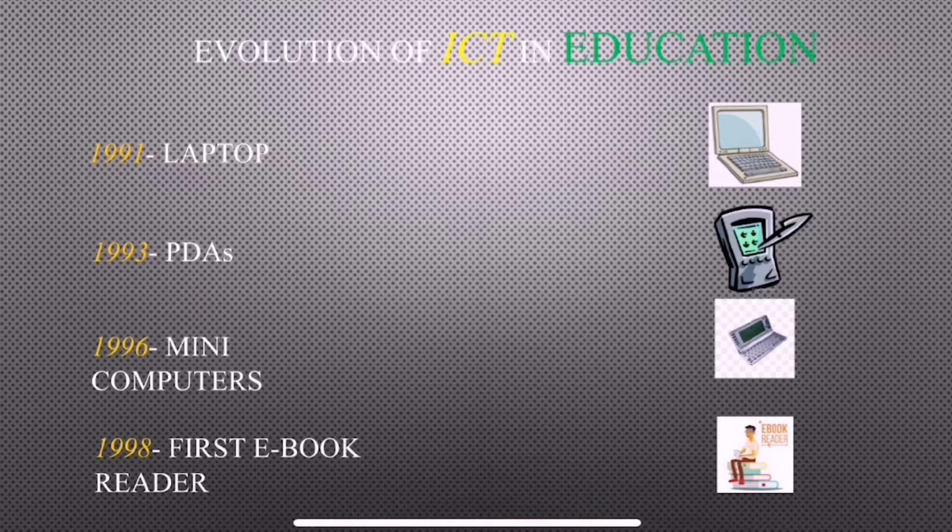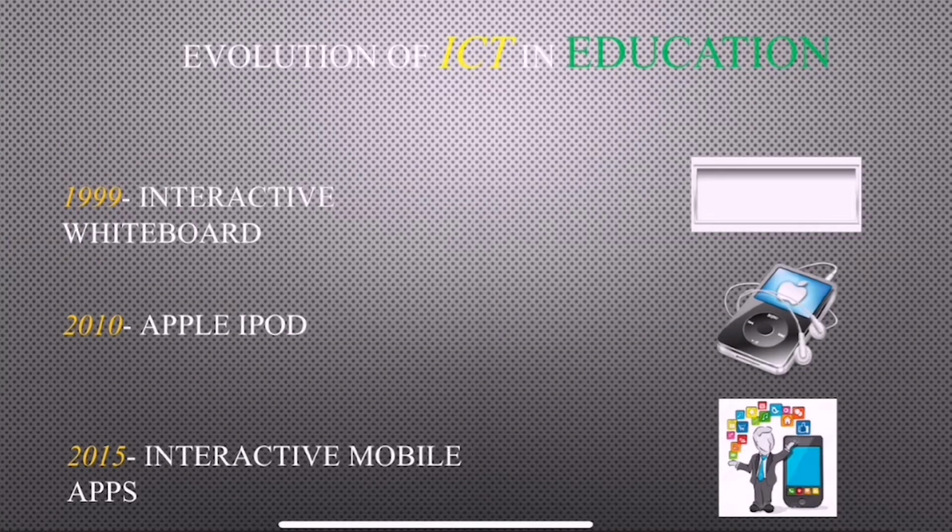In 1993, personal digital assistants was released by Apple and used to store information and keep schedules. In 1996, Nokia introduces mini computers that had internet capabilities. Two years later, the first e-book reader was released. In 1999, interactive whiteboard was used to allow computer images to be displayed on the whiteboard.